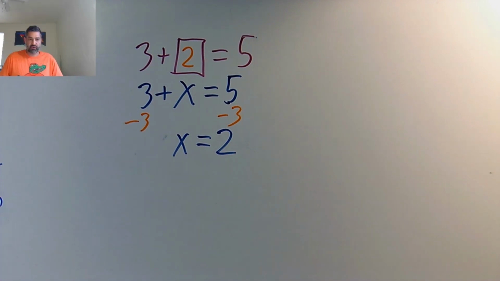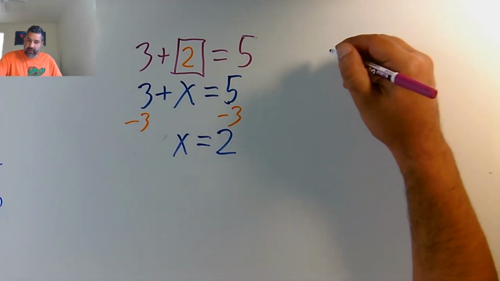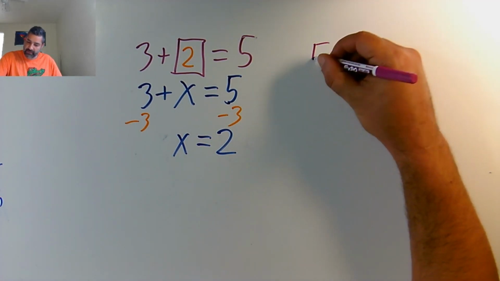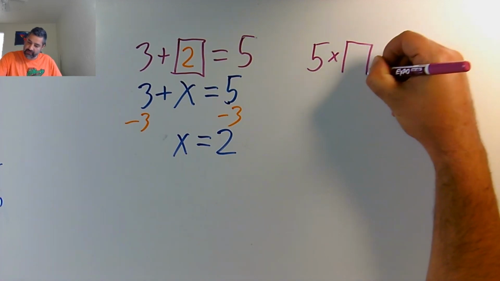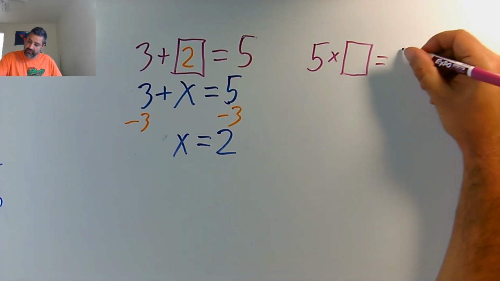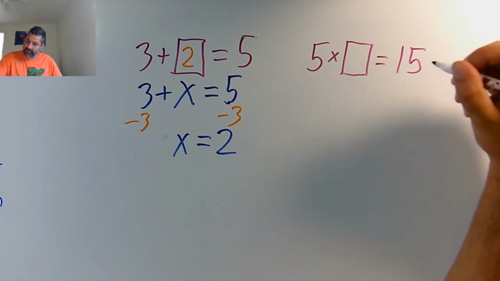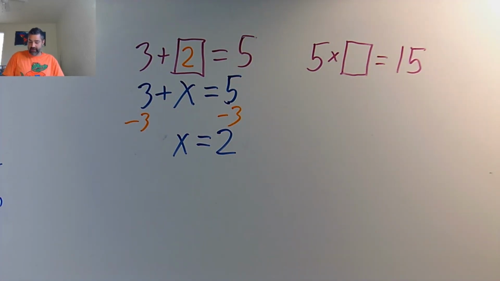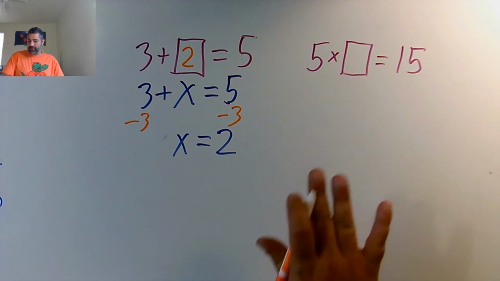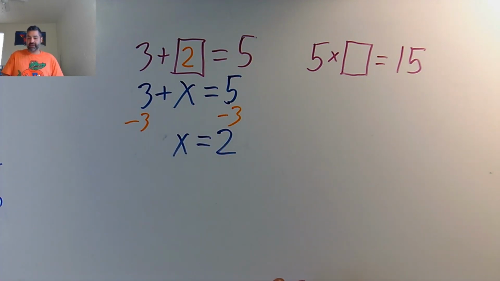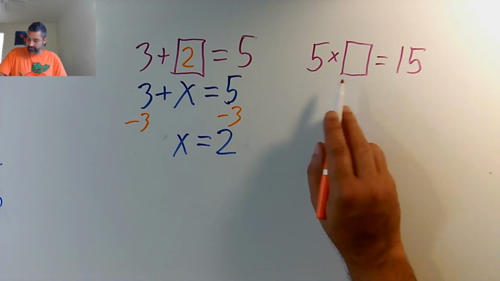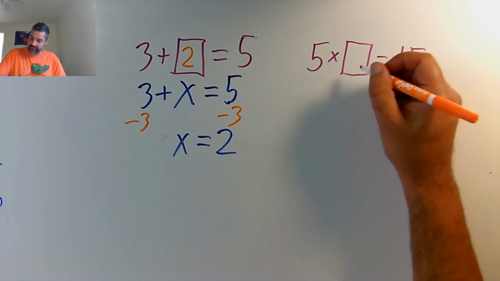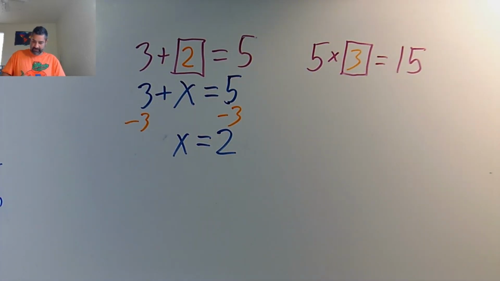All right, so let's do one more one-step equation. Do multiplication this time. So here's another easy one that you can just look at and solve. But we want to do this type of equation and do it step by step, so when we have more complicated ones, we'll be able to solve this. So 5 times blank equals 15. That's right, 5 times 3.